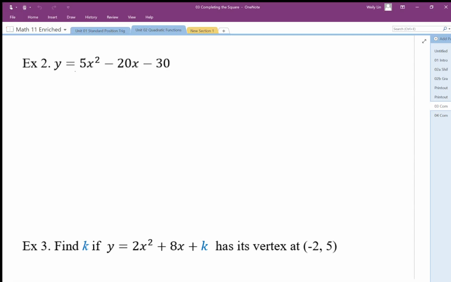Okay, so this one here, we have a coefficient in front of the leading term. So what we want to do first is focus on the first two terms and factor out that leading coefficient. So that minus 30 just stays on the outside. We don't need to mess around with that. It's easier to deal with algebraically if we leave it on the outside.